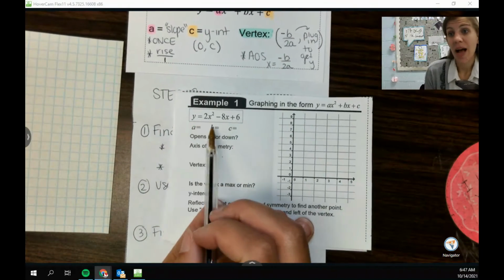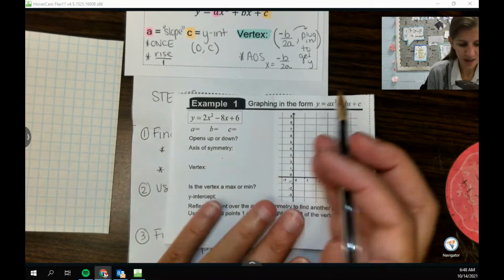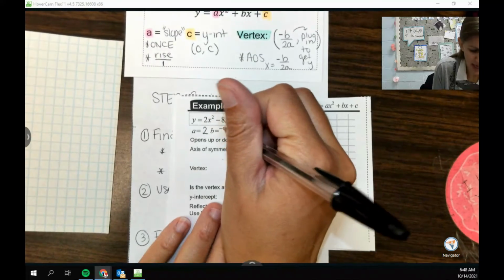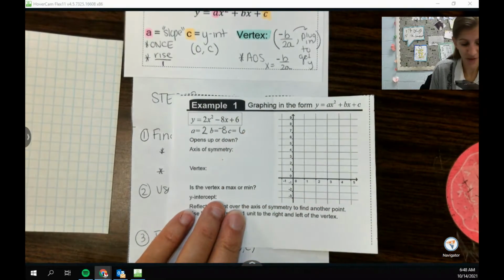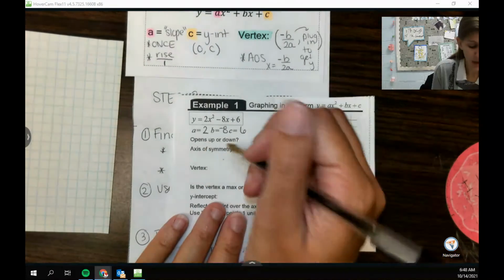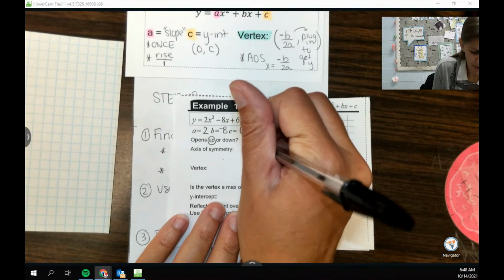Okay, so I can tell that I'm in standard form because we've got x squared, x, and no x. And so a is 2, b is negative 8, c is 6. Always make sure we take the sign in front of it. I can actually tell right now that this graph is going to open up because a is positive.